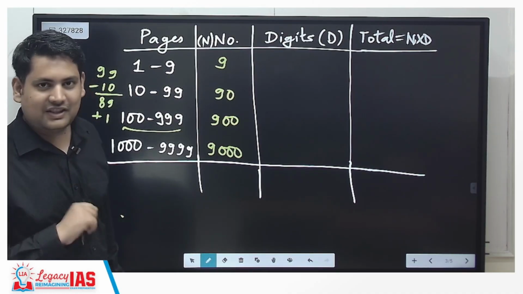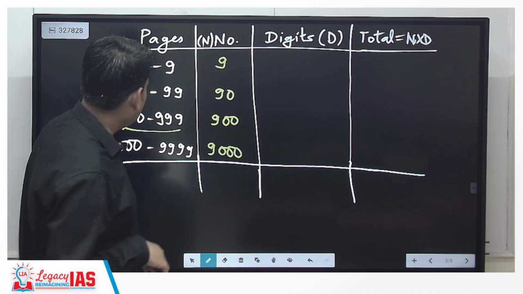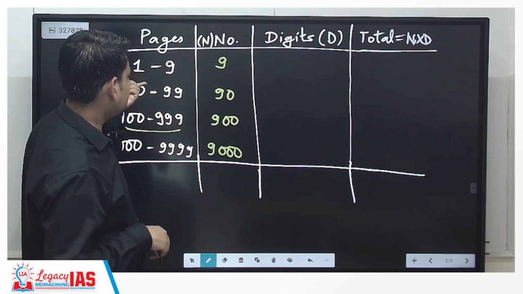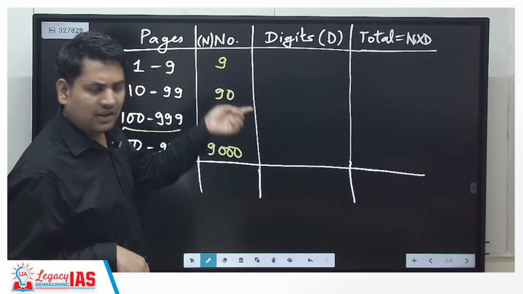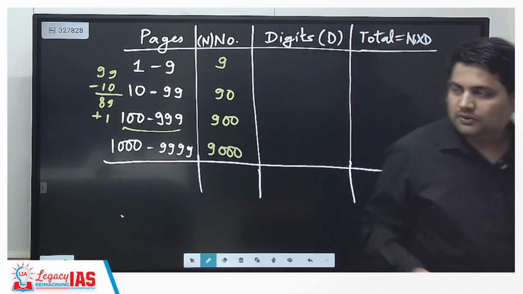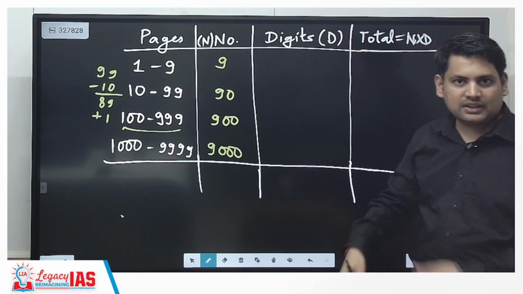That is the first thing. Now once you have done this, understand this, from 1 to 9 there are 9 pages. How many digits would you use to type these 9 pages?